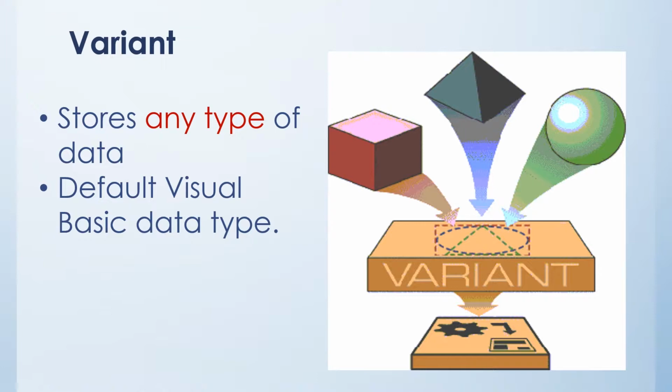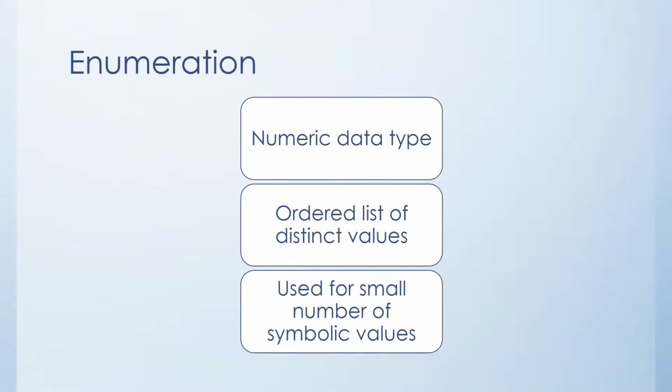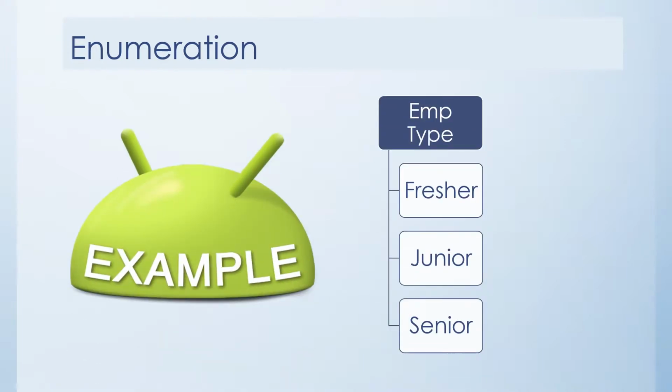In Visual Basic, if we declare a variable without any data type, by default the data type is assigned as variant. Now, let's discuss another data type, enumerations. An enumeration is a numeric data type. It is an ordered list of distinct values. If we want to take small number of symbolic values, enumeration is used. For example, a variable emp type can have 3 possible values representing fresher, junior, senior.